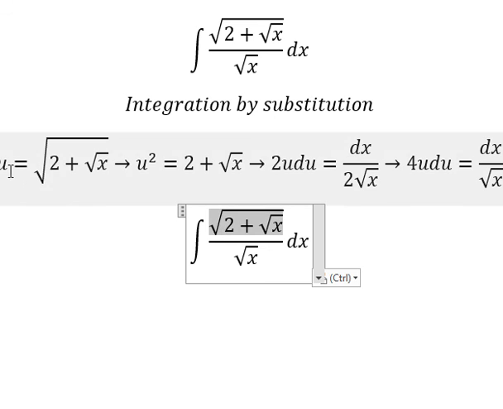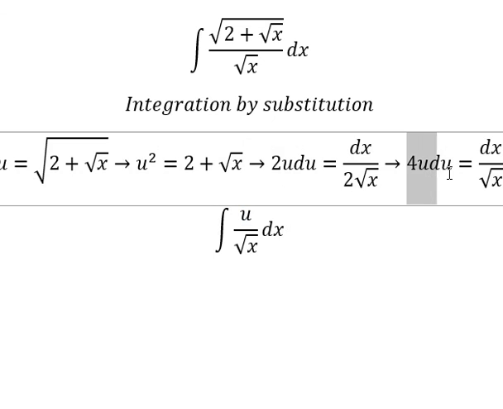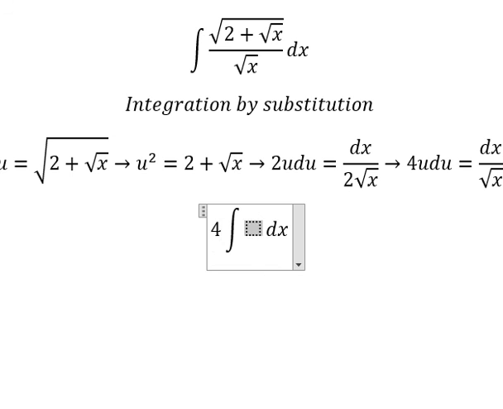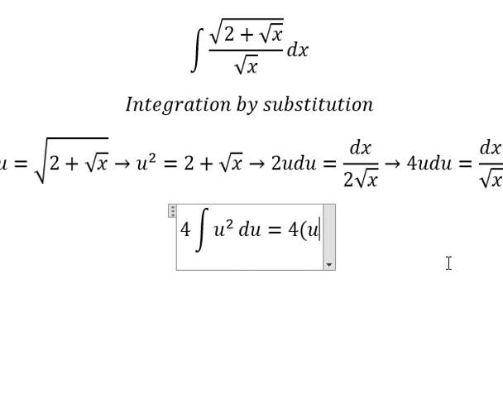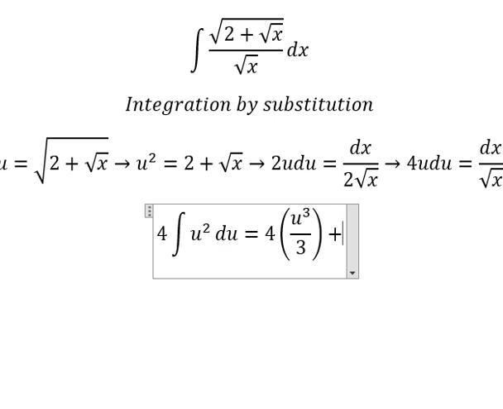This one we change for u. The s over the square root of s is this one. U and u we have u squared. The integration of this one, we have u to the power of 3 over 3, and I will put c.